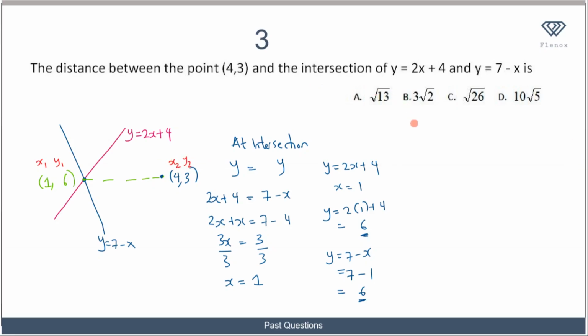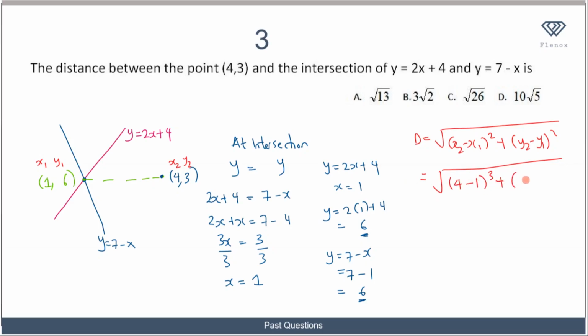I know that the distance between 2 points is given as the square root of x2 minus x1 squared plus y2 minus y1 squared, and that becomes the square root of, x2 in this case is 4 and my x1 in this case is 1. My y2 in this case is 3 and my y1 in this case is 6. So that becomes the square root of 4 minus 1 is 3, so I have 3 squared. Then 3 minus 6 gives me minus 3, so I have minus 3 squared. So that becomes the square root of 3 squared is 9 and minus 3 squared is 9. And that becomes the square root of 18.